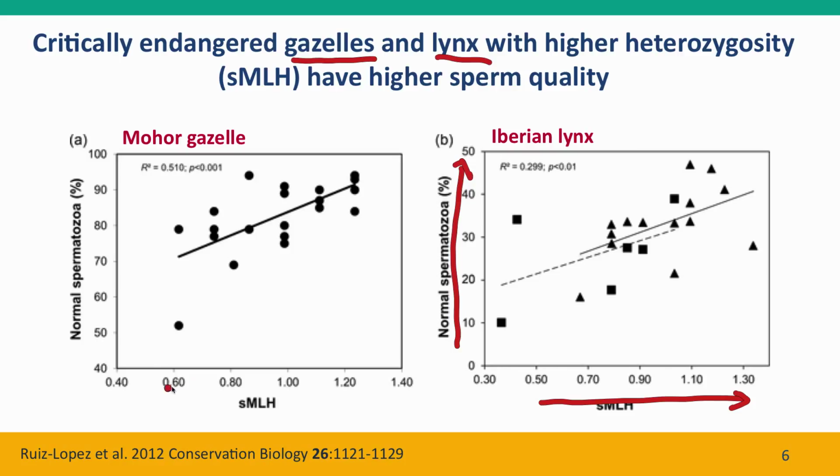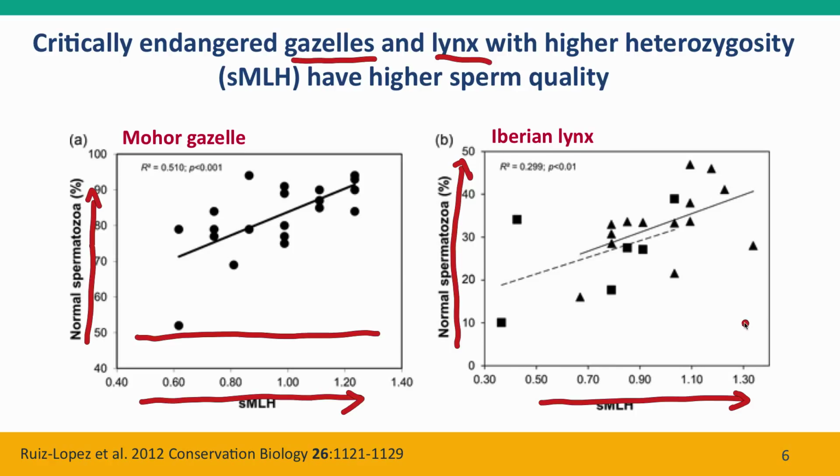And the same was true in the gazelle. Individuals with more heterozygosity had more normal sperm. It's interesting to notice that in the gazelle population, all the individuals had more than 50% normal sperm, but in the lynx, none of the individuals had as much as 50% normal sperm, suggesting that the lynx population is in more trouble, even though the actual heterozygosity measures were not very different.